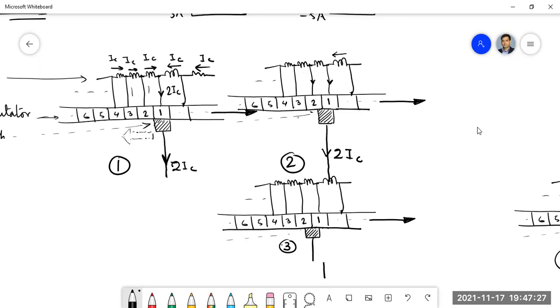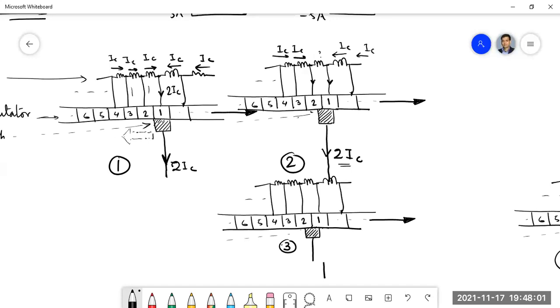Got my point? Yes. Here you will get IC, here you will get IC, but what will be the current here? It should be 0 according to KCL. Why should it be 0? In both the branches, the current in the middle will be added and it will give you 2 IC.